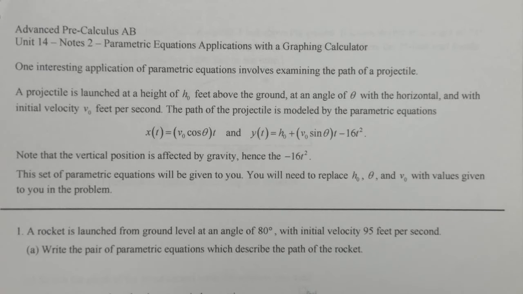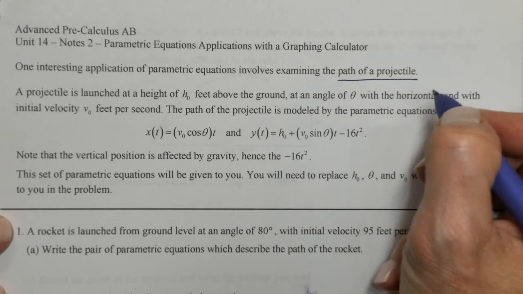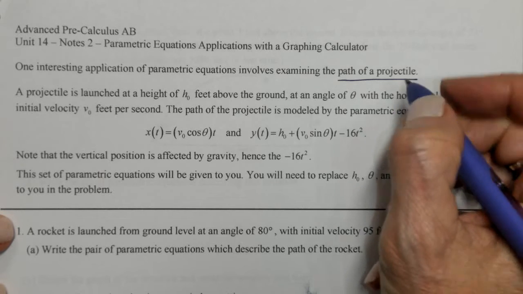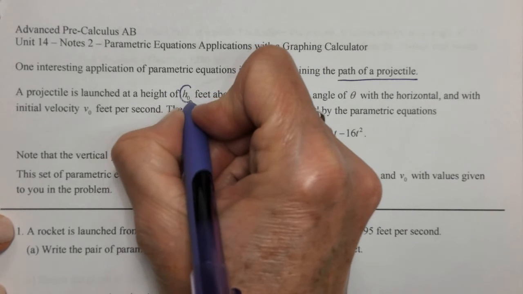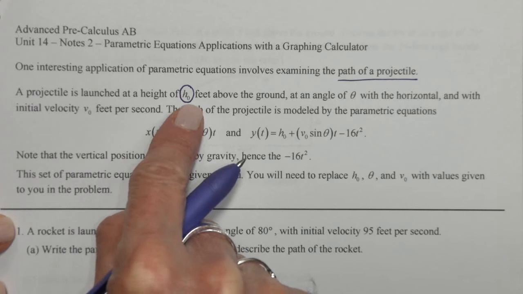And we're talking about just one application of parametric equations. There are lots of applications, but we're going to be focusing on one, and we're going to be examining the path of a projectile. So a projectile that is launched at a height of h naught. It's h sub 0. That 0 means the initial. So that's our initial height, but I pronounce that h naught.